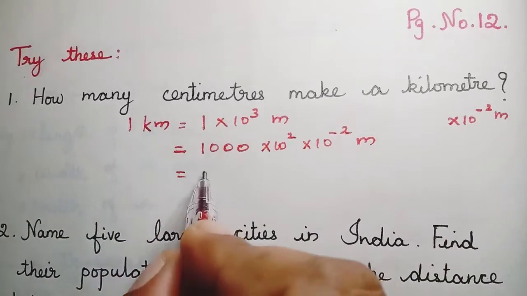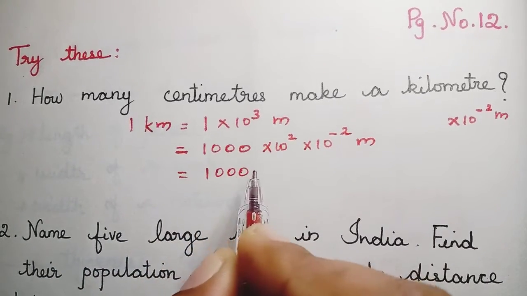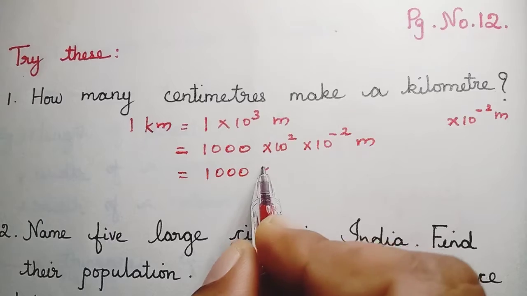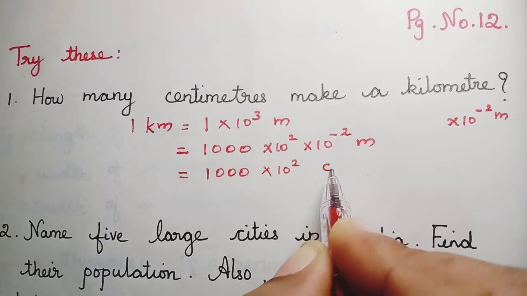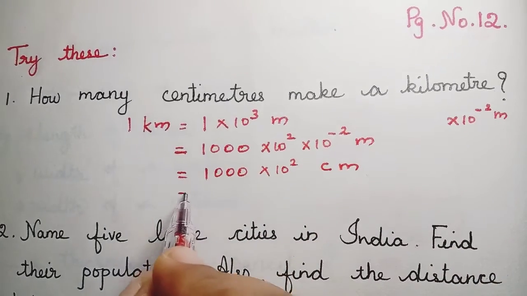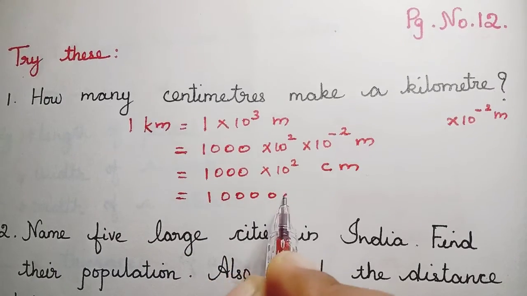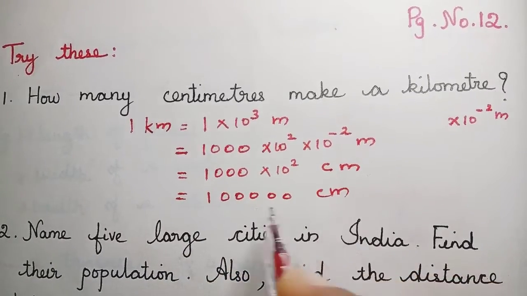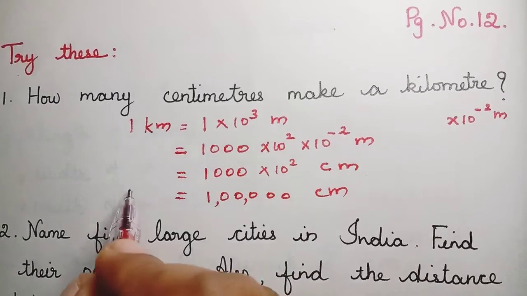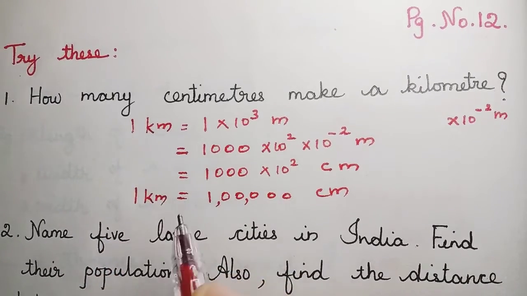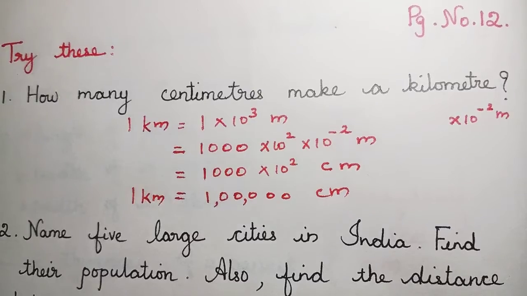So this can be rewritten as 1000 into 10 to the power 2 centimeter. So this can be written as 1000 with 2 zeros centimeter. So this is 1 kilometer equals 1 lakh centimeters.